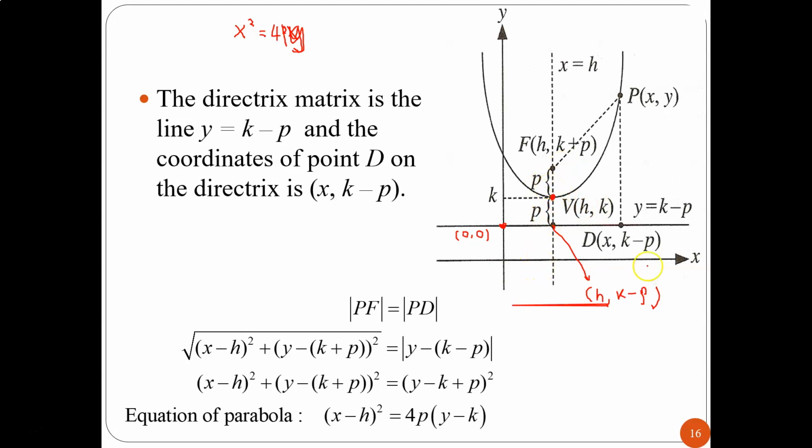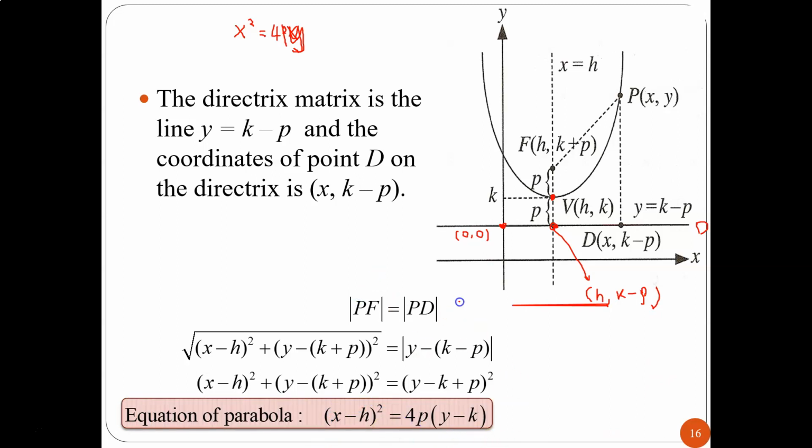Okay. So this is your directrix. Your new directrix lah. Bukan yang ini ya. Yang ini adalah paksi X. Your new directrix adalah yang ini, which is this line kita panggil sebagai y equal to k minus p. Garis lurus yang ini. This is your directrix. Okay, so you have new equation which is this one. X minus h square equal to 4p y minus k.